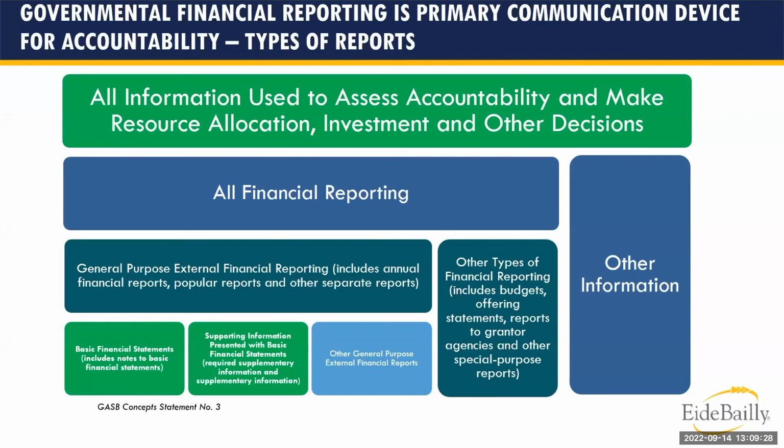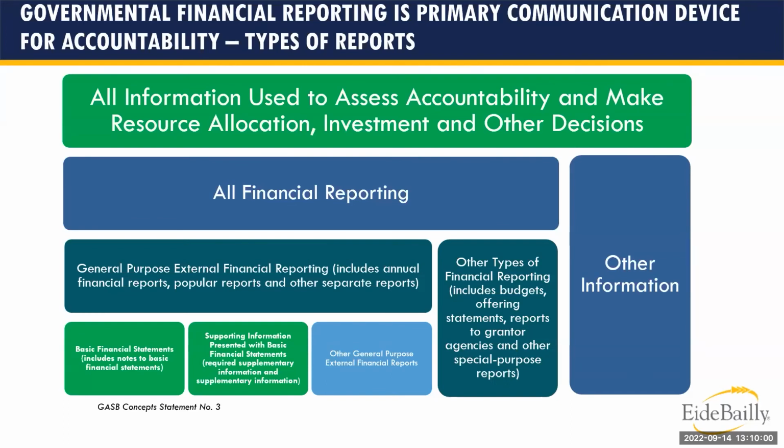There are other general purpose external financial reports that are presented by governments. And in some cases, our government presents what's called a popular report or a citizen-centric report. And that is the light blue box. And that's meant for ordinary citizens to understand what's going on. And those are great. Beyond the general purpose external financial reports, there are specialized reports on budgets, grants, bond transactions, and other types of reporting.